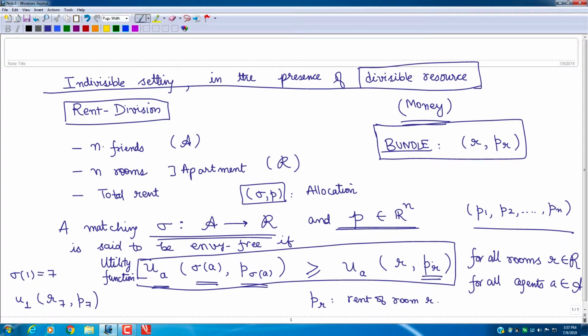You need to take account of the price also coming along with the room. So again, the bundle is R, P_R. The price is attached now. And in this particular problem, you need to find both sigma and P such that this happens. P is also in our hands to compute, but first is the existential question.